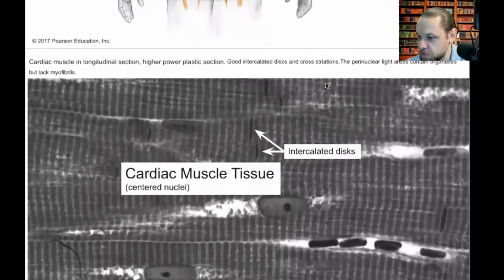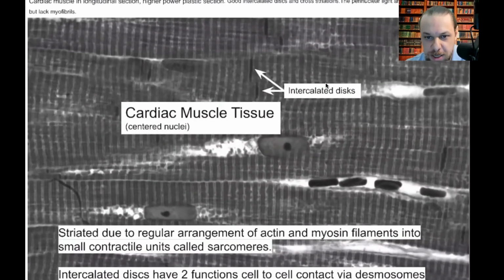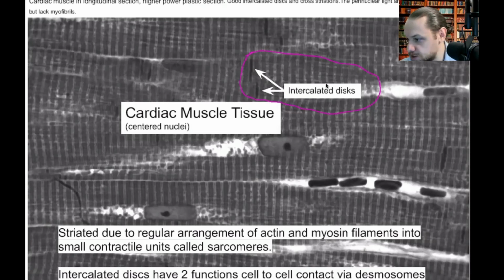This is an actual cardiac tissue from the slide. Why do I have it here? I want to show you these intercalated discs. The intercalated discs are very specific to cardiac tissue. They're not found in skeletal muscle or in smooth muscle. These are only found in cardiac tissue. What do they do, these intercalated discs that you see the arrows pointing to?